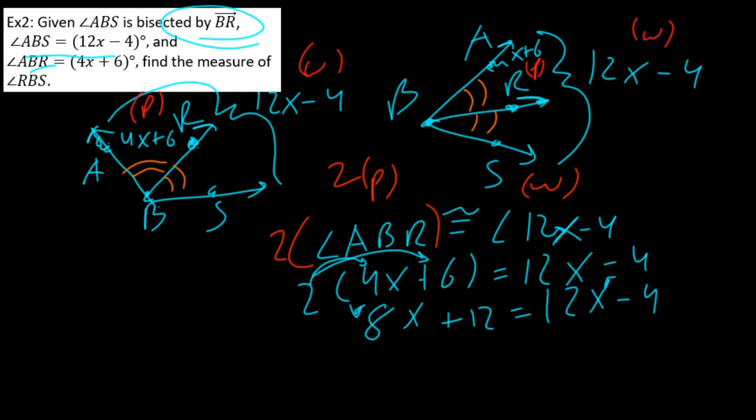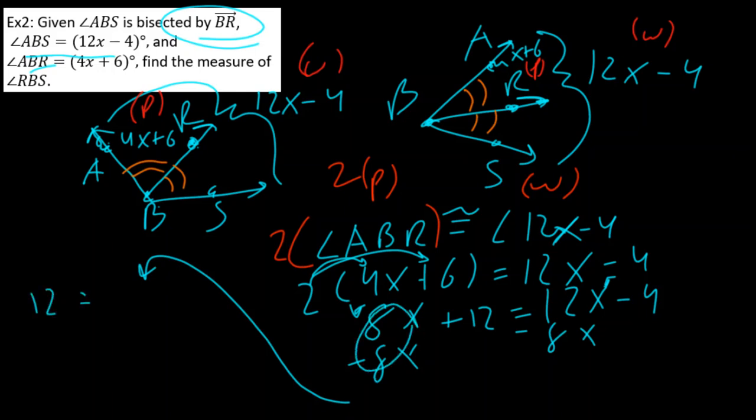And when we have variables on both sides, we always want to move the smaller x. So I'm going to subtract 8x from both sides. I'm actually going to bring this over here. So I know that zeroes out, and we are left over with 12 is equal to 4x minus 4. And sorry, that's a minus sign there. Okay, so 12 equals 4x minus 4.